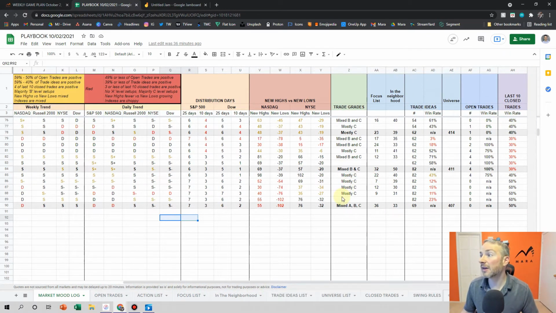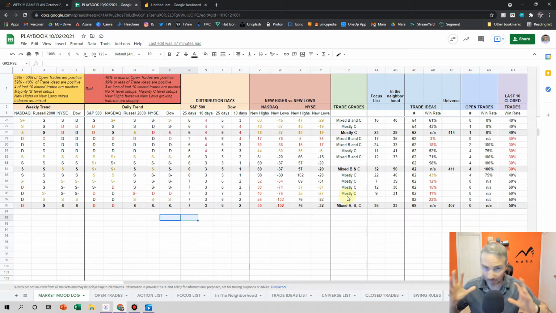Next is the trade grades that I'm seeing. So I will take a look at the stocks that are setting up and I will grade them. Are they A-level trades, B-level trades, C-level trades? If I'm only seeing, let's say, C-level trades, then that's something that's telling me, you know what, this is probably not the best environment for me to be participating in. But if I'm seeing a lot of A-level trades, then that's something that gets me excited and I want to be participating.